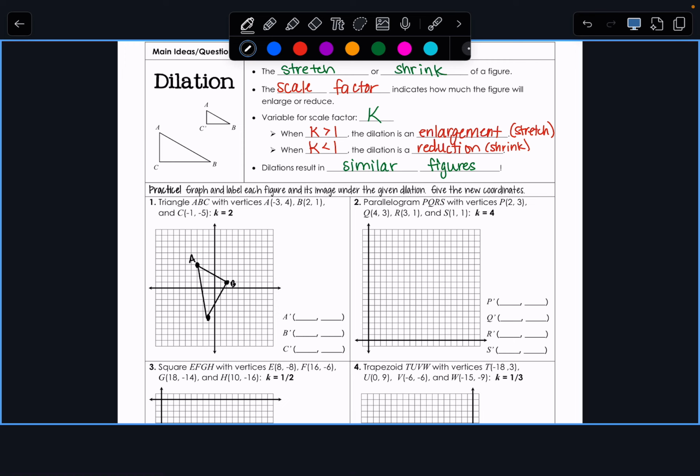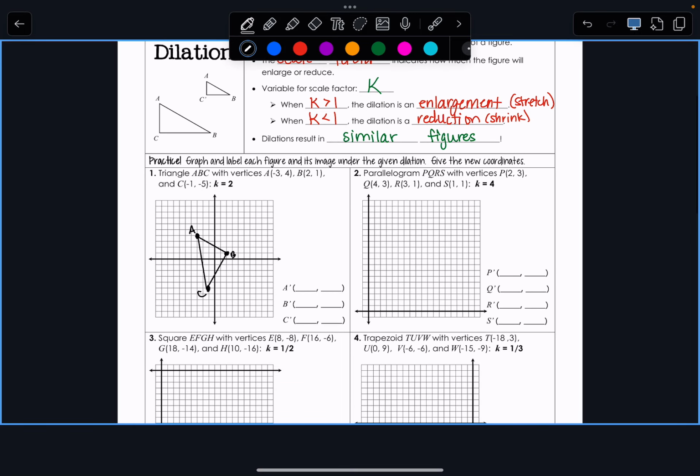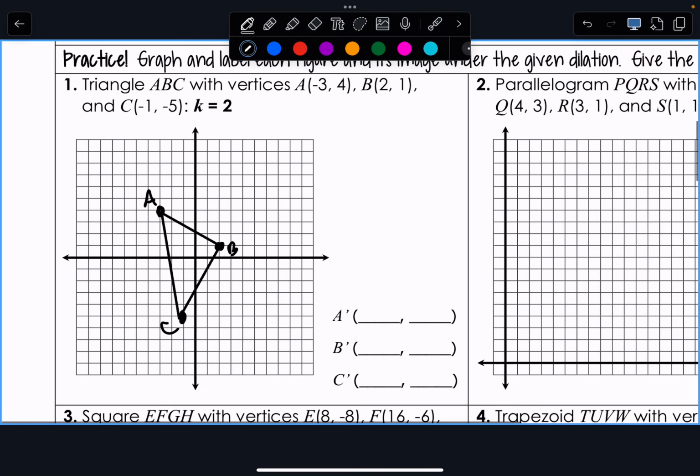Okay, so this is what you have, correct? You have triangle ABC. Who can find the scale factor? What's our scale factor in number 1? 2. K equals 2. And because K equals 2, is our triangle going to get bigger or smaller? This is going to get bigger. It's going to be a stretch or an enlargement. How much bigger is our shape going to be? Twice the size.